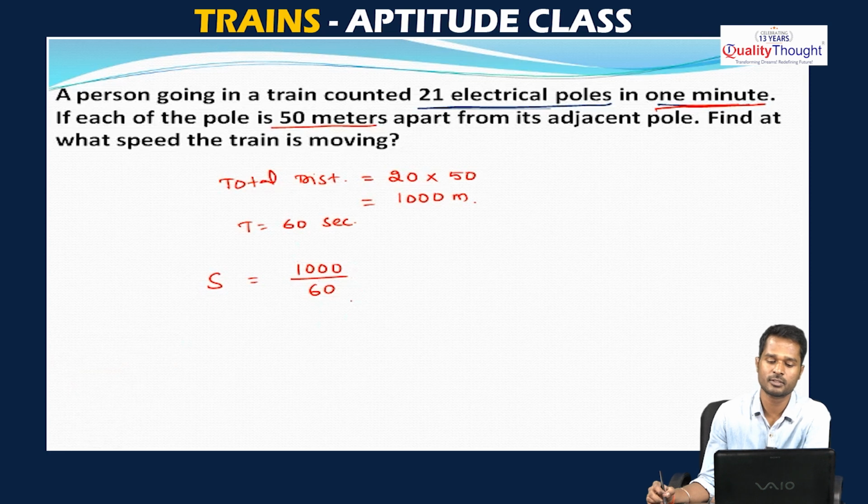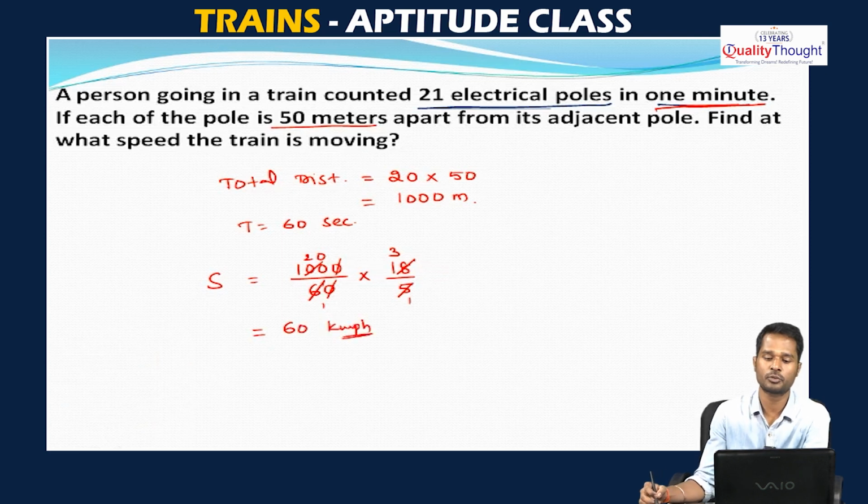To convert the speed of the train from meters per second to kilometers per hour, multiply it by 18 by 5. Here I can cancel the zeros. So, 6 ones are 6, 6 threes are 18, 5 ones are 5, 5 twenties are 100. So, the speed of the train is 60 kilometers per hour.